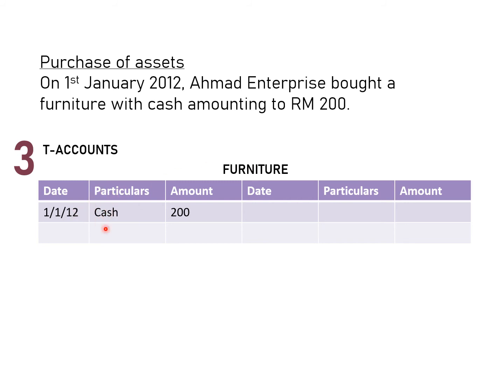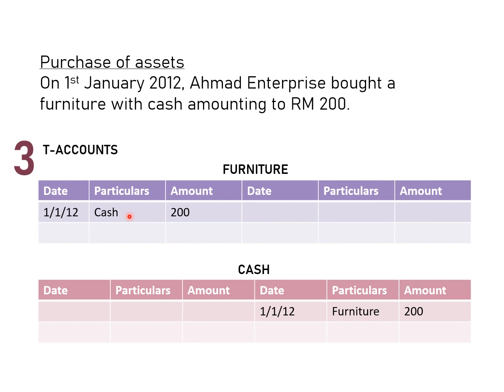Kenapa particular ni cash? Sebab kita nak refer balik benda ni sebenarnya dibeli menggunakan cash. Sebab kalau you letak furniture kat sini, dia tak ada makna lah. Sini furniture, sini furniture. So, the other one adalah cash right here. So, untuk cash, dia credit. So, credit you letak belah sini. So, particular kat sini adalah furniture sebab kalau you letak cash, dia tak ada maksud lah. Kita nak cakap dekat sini, cash ni berkurang sebab dia kredit dan dikurang untuk 200 ni sebab kita beli furniture. Clear?